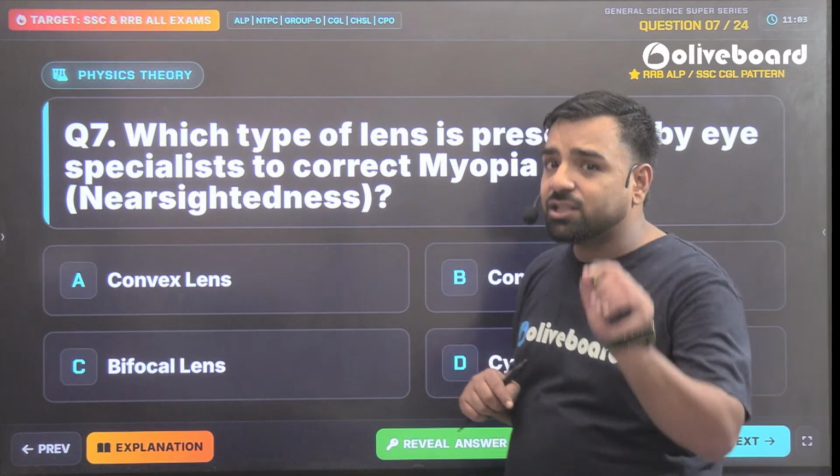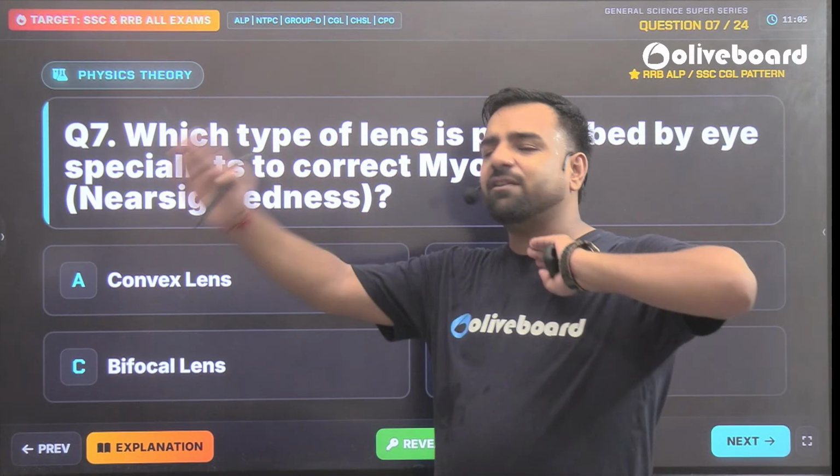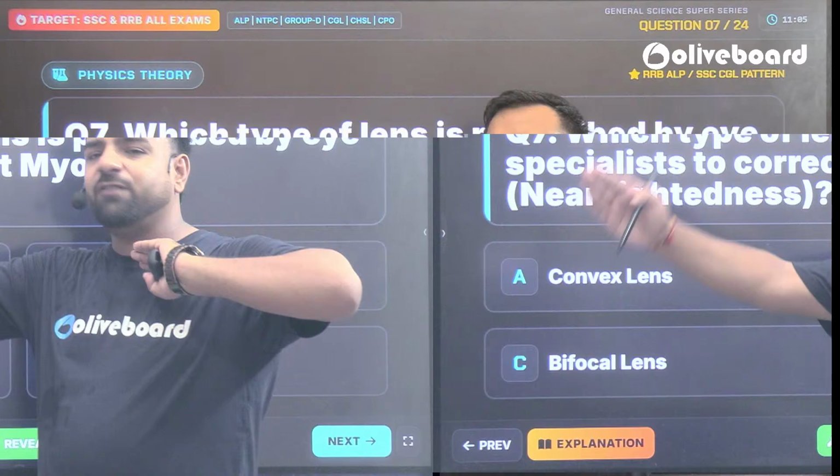Fine. So since you are unable to see the far away objects, I am going to give you a trick. Just count the number of letters for convex. 1, 2, 3, 4, 5, 6. How many letters? Just 6. What about concave? 1, 2, 3, 4, 5, 6, 7. 6 is smaller than 7, right? 6 is smaller, 7 is larger.